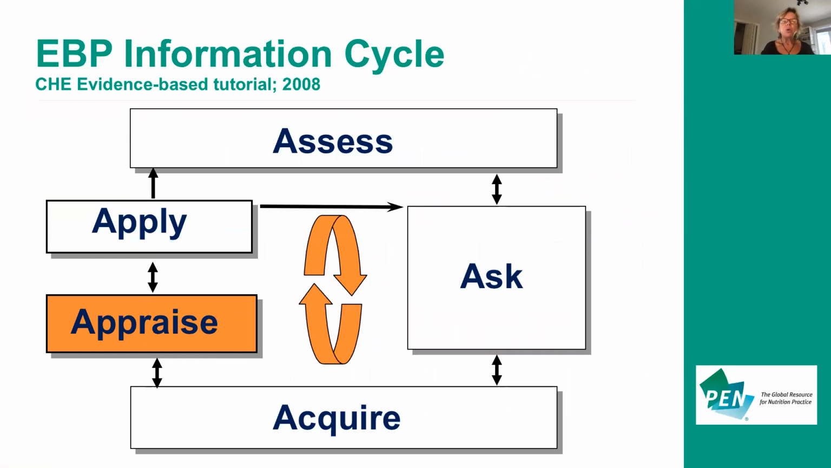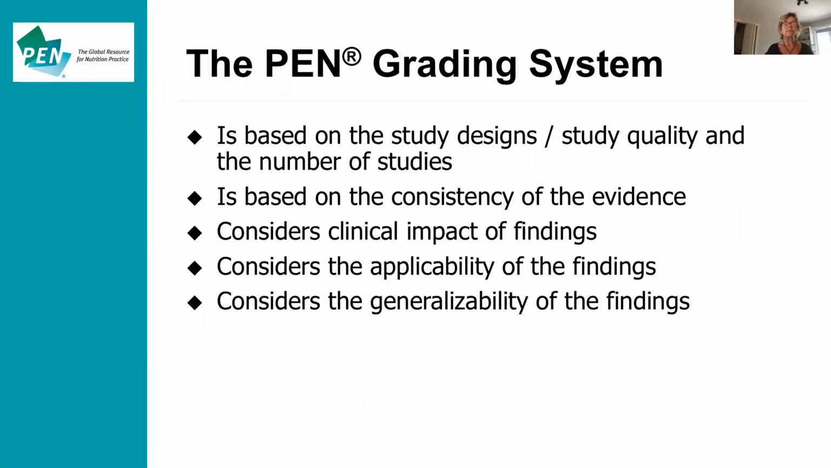So we have been alluding to how we appraise the evidence based on some factors like the risk of bias in clinical trials. I want to just identify that when we're appraising the evidence in Penn, we're looking at all the evidence included together. So the best available evidence and appraising it together to come up with the strength of our recommendations. So the Penn grading system is based on study designs and study quality and the number of studies, also the consistency of the evidence, the clinical impact, its applicability, and generalizability.